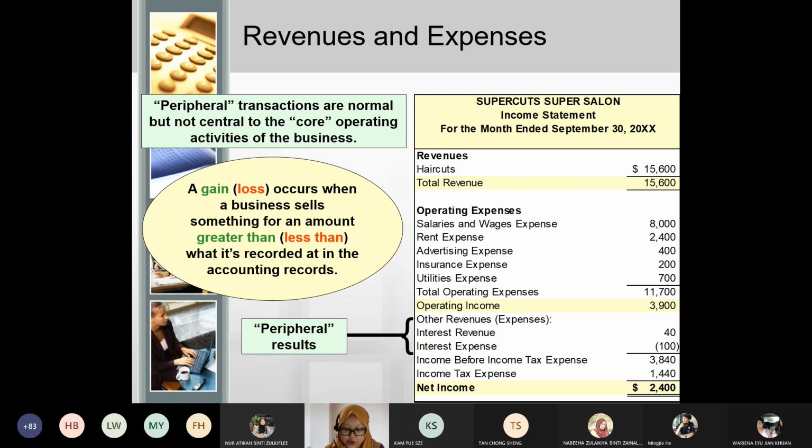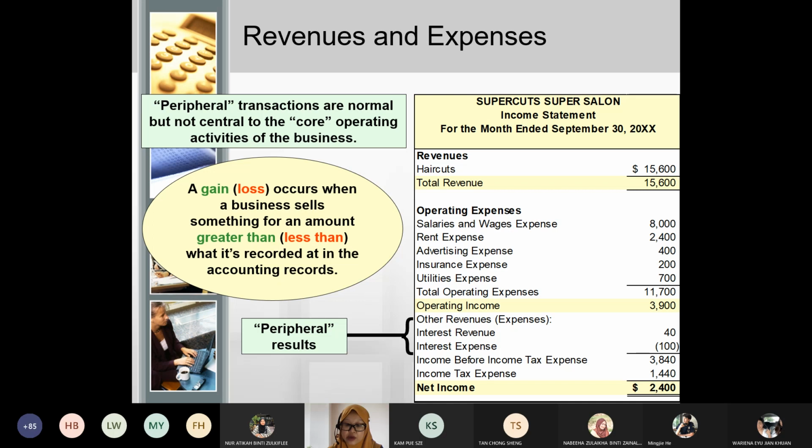So the result from this peripheral transaction will be either a gain or a loss. A gain is when the business sells something and the amount of the sale is greater than what they recorded in the accounting records, in other words, the market value is more than the book value. Understand?